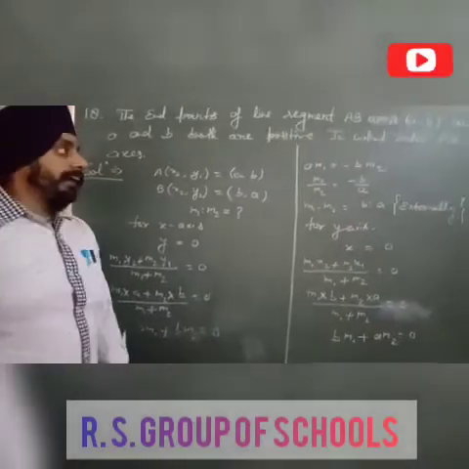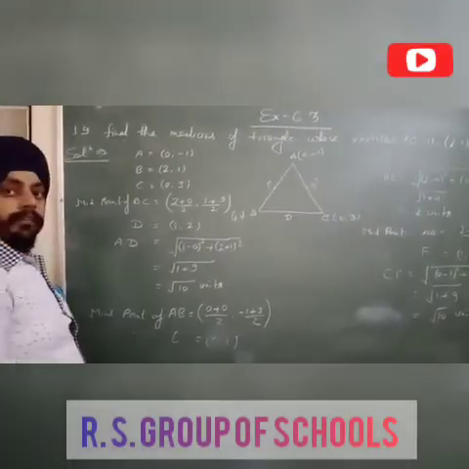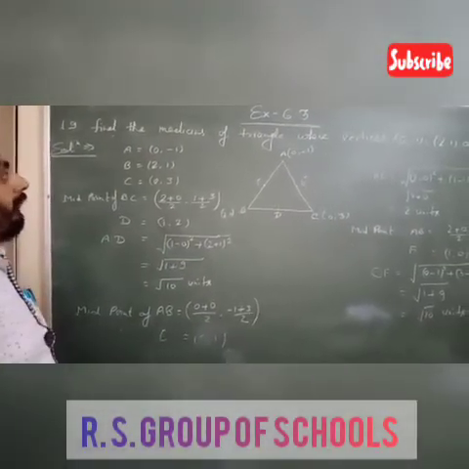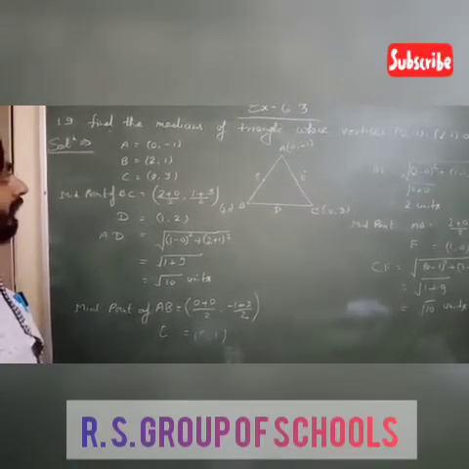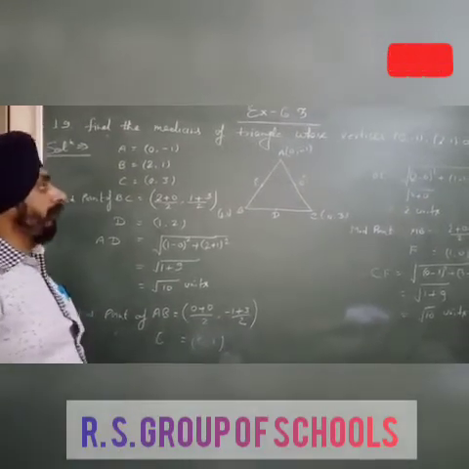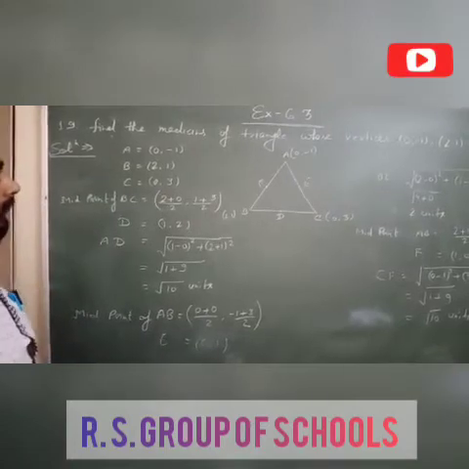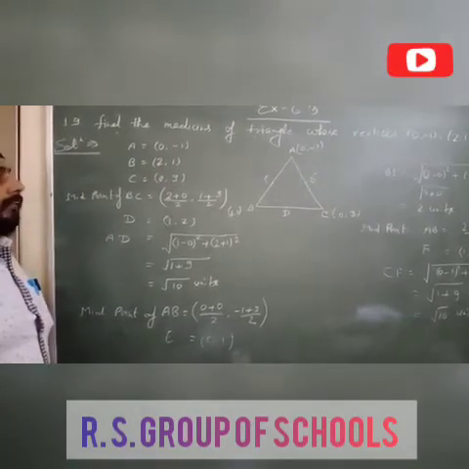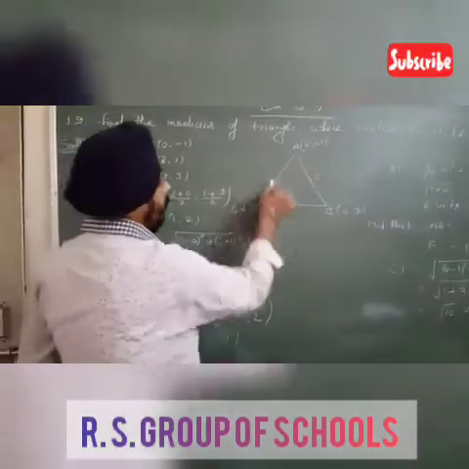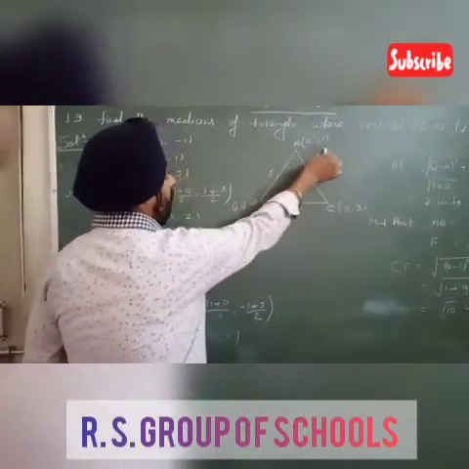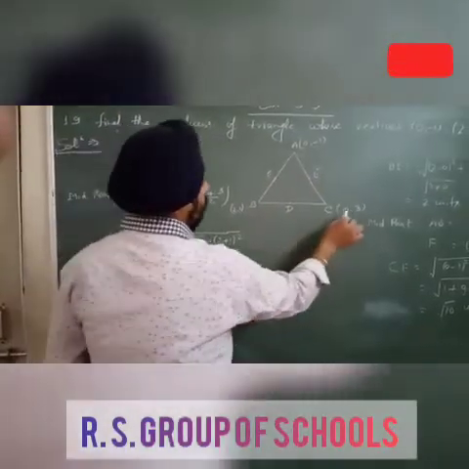The next question: find the medians of the triangle whose vertices are (0, -1), (2, 1) and (0, 3). In the solution, we have a triangle ABC whose vertices are (0, -1), (2, 1), (0, 3).